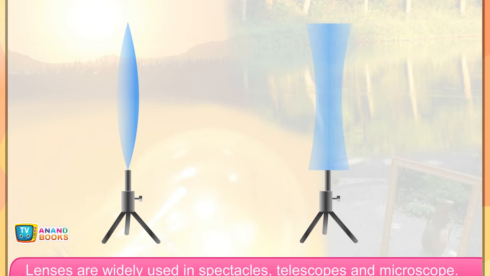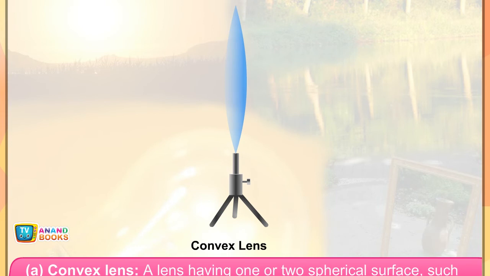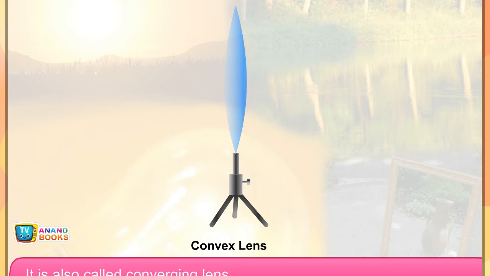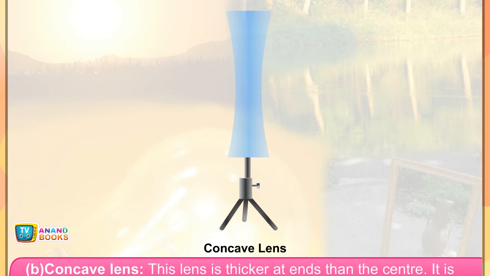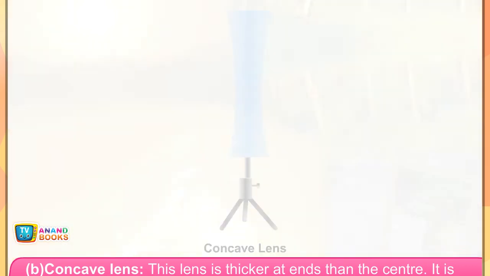There are two types of lens. A. Convex lens, a lens having one or two spherical surfaces such that it is thicker at the center than at the edges. It is also called a converging lens. B. Concave lens. This lens is thicker at the ends than the center. It is also called a diverging lens.